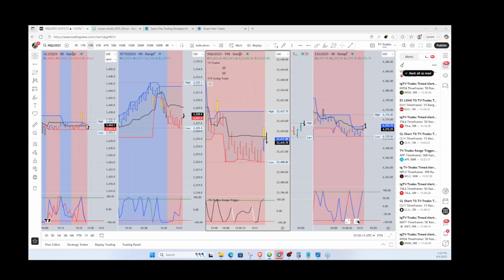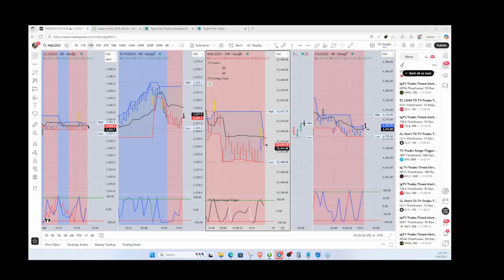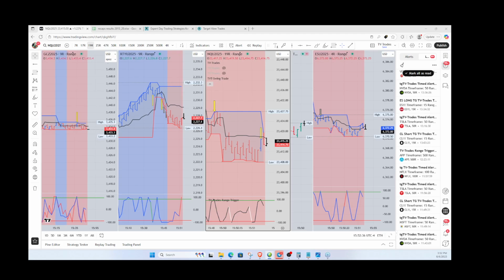Okay, the ES didn't make the full cycle, so you don't have a trade here on the ES. You could have one here on the NQ, but you don't have one on the ES for sure. You could get another one over here on gold too. Gold's got potential. Okay, there it is on the NQ. Excuse me, we didn't get it on the ES. Okay, did not get one on the ES.